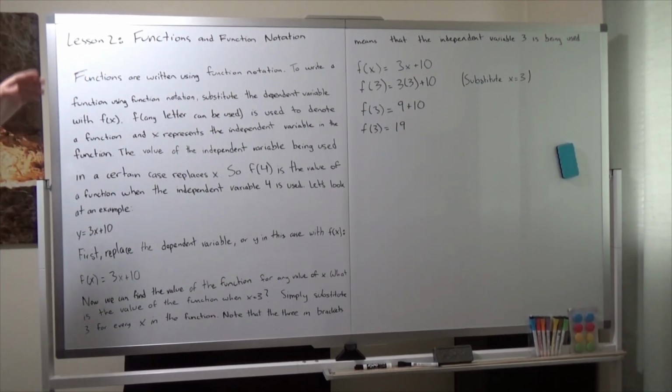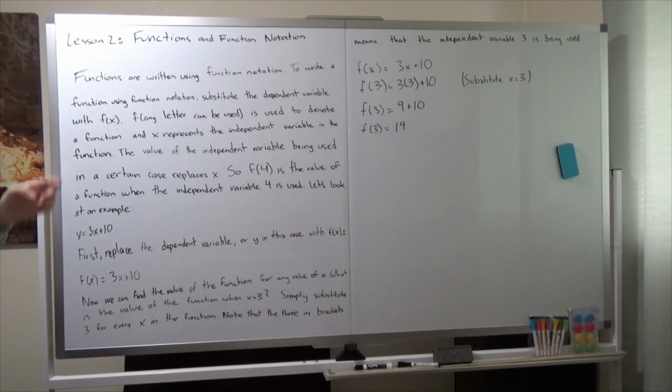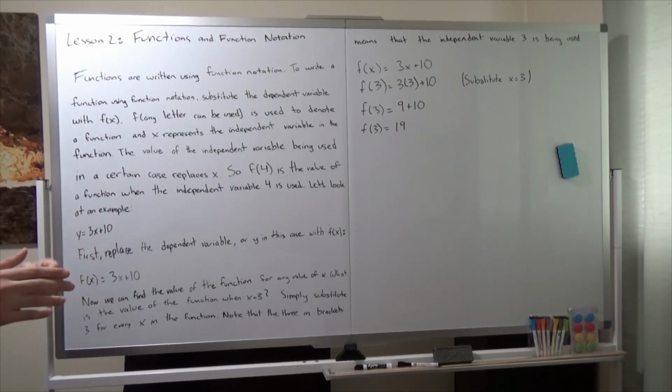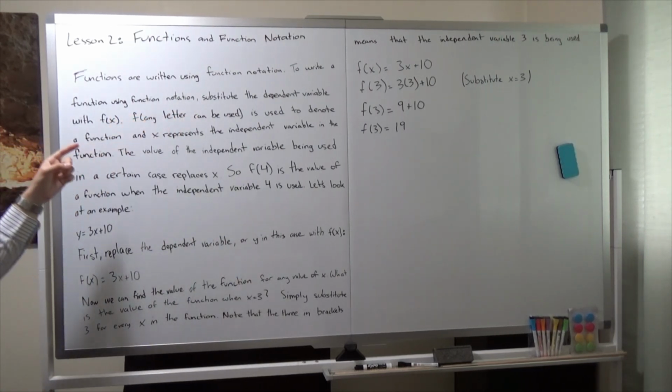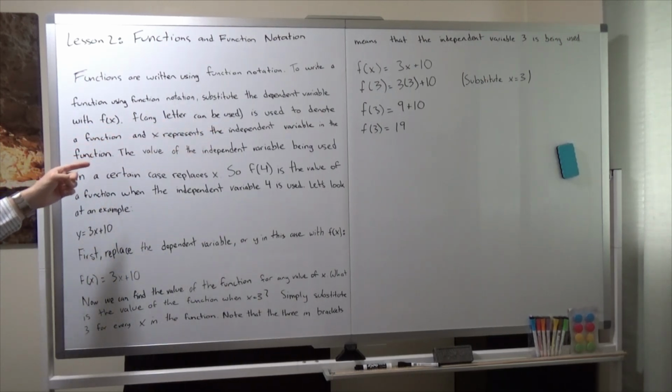And now let's begin lesson 2, functions and function notation. Functions are written using function notation. To write a function using function notation, substitute the dependent variable, which is usually y, with f of x. F, though any letter can be used, denotes a function, and x represents the independent variable in the function.